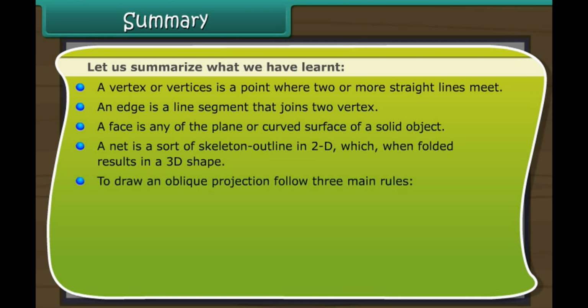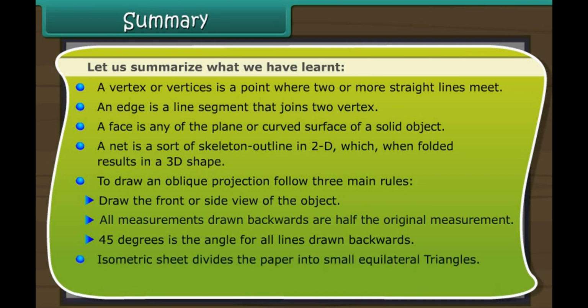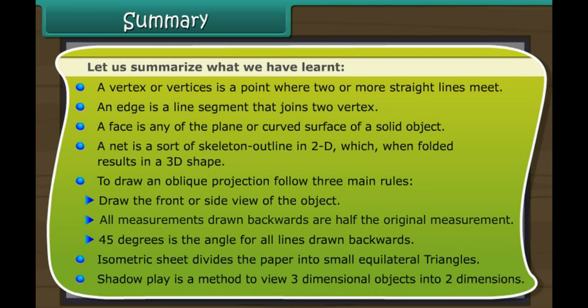To draw an oblique projection, follow three main rules. 1. Draw the front or side view of the object. 2. All measurements drawn backwards are half the original measurement. 3. 45 degrees is the angle for all lines drawn backwards. An isometric sheet divides the paper into small equilateral triangles. Shadow play is a method to view three-dimensional objects in two dimensions.